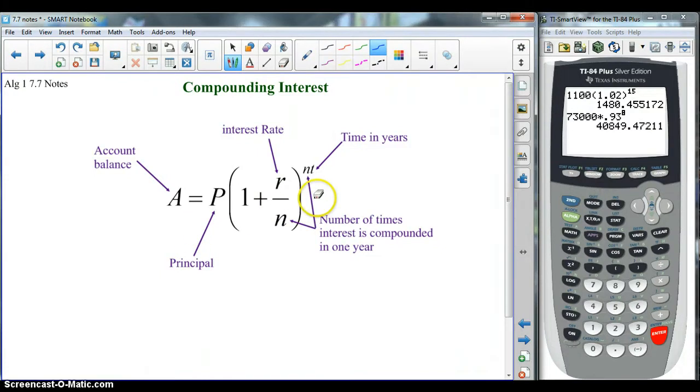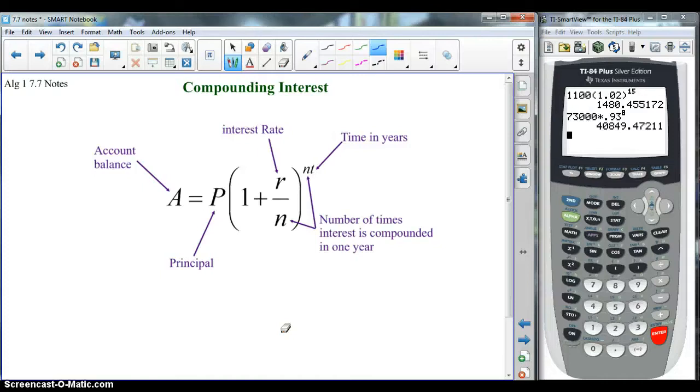The formula, which I won't ask you to memorize, but I will ask you to know how to use it, is A equals P times (1 plus r over n) raised to the nt power. Now it's all laid out for you here, but A represents the account balance, P is the principal or the initial investment, r is your interest rate, and that's in decimal form. So if it's 7%, for instance, you wouldn't put 7, you would put 0.07.